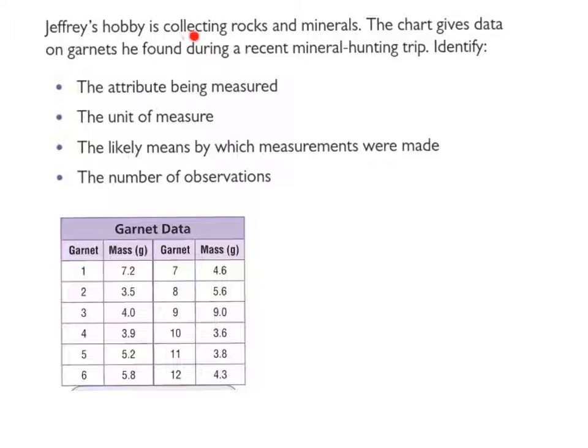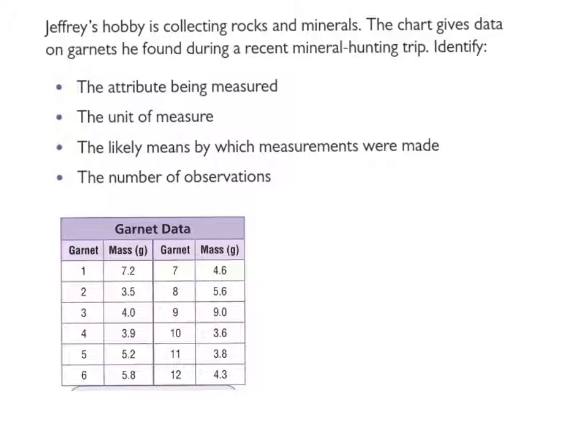Jeffrey has a hobby of collecting rocks and minerals. The chart gives data on garnets he found, garnets is a type of rock, during a recent mineral hunting trip. So it looks like he went on a rock hunting trip. You need to identify the attribute being measured, the unit of measure, the likely means by which measurements were made, and the number of observations. So I'm going to help you look at this data and know where you can find these four things on the chart and what they mean.